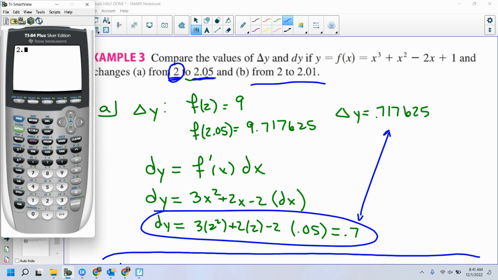2.01 cubed plus 2.01 squared minus 2 times 2.01. I typed 201 up there. Look at that. That would have been bad. I would not have trusted my answer there. Insert a point. Okay, 2.01 cubed plus 2.01 squared minus 2 times 2.01 plus 1.